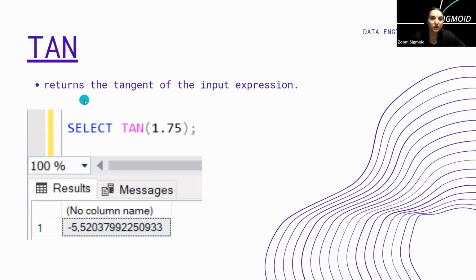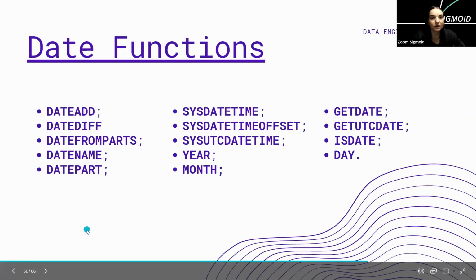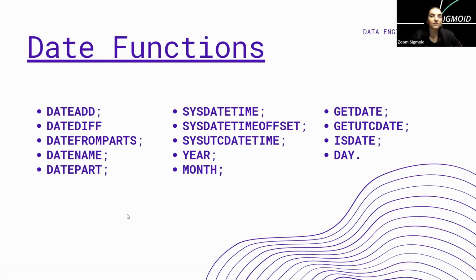And we have the last one from the numeric. I think, yes, it's the last one from the numeric. It's the tangent. And the tangent for 1.75 is the following number. And the last functions for this workshop are the date functions.